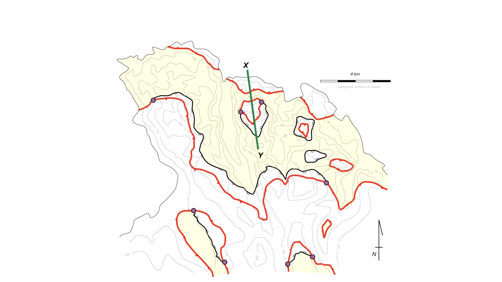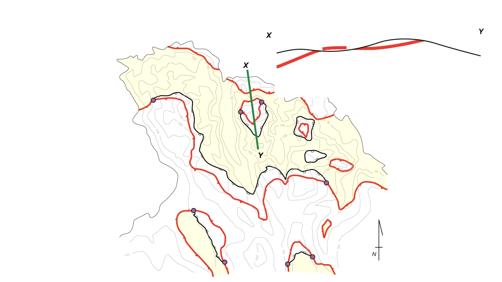So let's start off here, and I'm just going to sketch up a cross section through X and Y to show how the units relate. So here I've drawn the red or triangle thrust running between X and Y. You can see that on the line of section there are 2 outcrop patches of the thrust sheet that are broken in the middle or eroded away, which is shown by that broken red line.